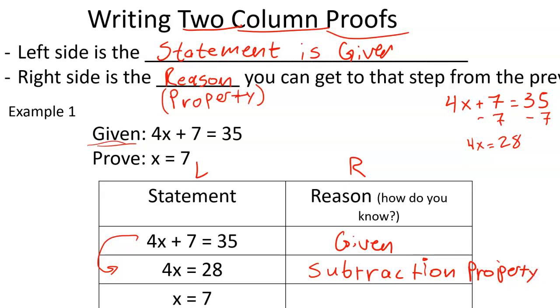Okay. Now, how do I get from this to x equals 7? Well, generally, with 4x equals 28, divide the 4 on both sides. That's dividing on both sides, so the reason is going to be the division property. And again, if you need to slow this video down at all, just pause it, write what you have to write down, and keep continuing.